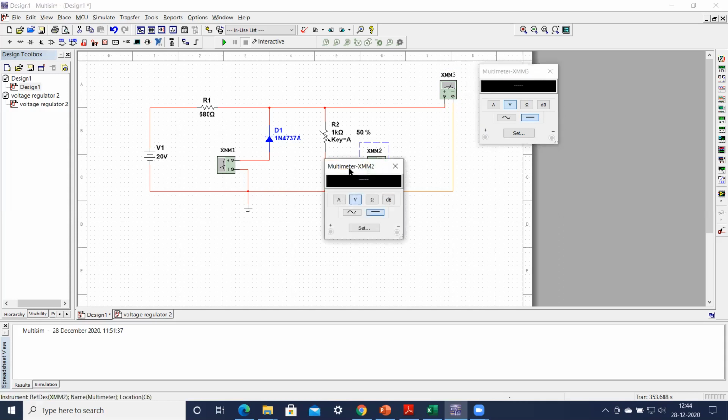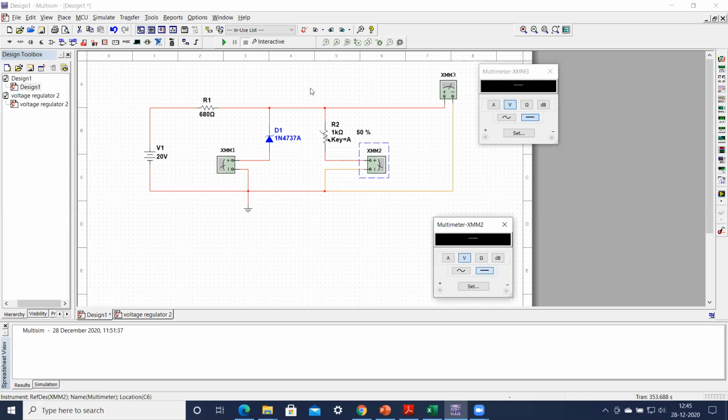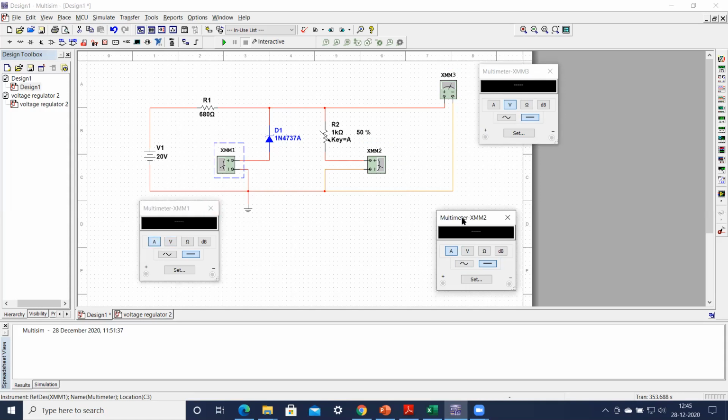Now this should be measuring the current. I will be calling it the current through the load, IL. Select the ampere so that it will be measuring the current. Similarly, this should also be measuring the current, and I will be calling this the Zener current. So just select the ampere. Now all the proper connections have been made.